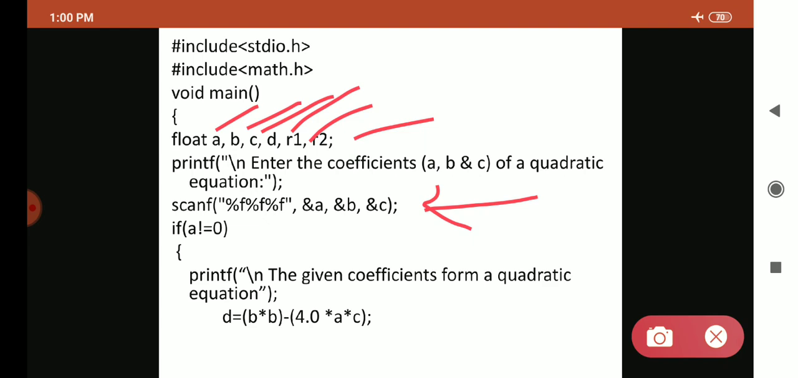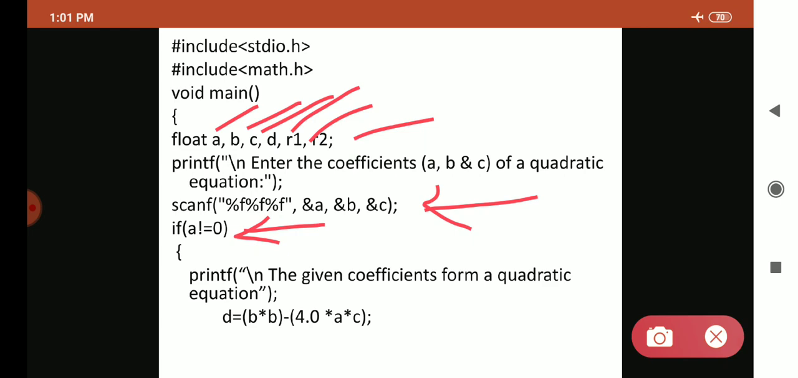So as we have discussed earlier, the value of a should not be equal to 0 in a quadratic equation. So first we will check that condition. If a is not equal to 0, if this condition is true, then only we perform all the operations, or we find the roots of the quadratic equation and so on. But if this condition itself is false, then there is no point in calculating roots, because that equation itself is not a quadratic equation. So let us say that this condition, a is not equal to 0, is true as of now.